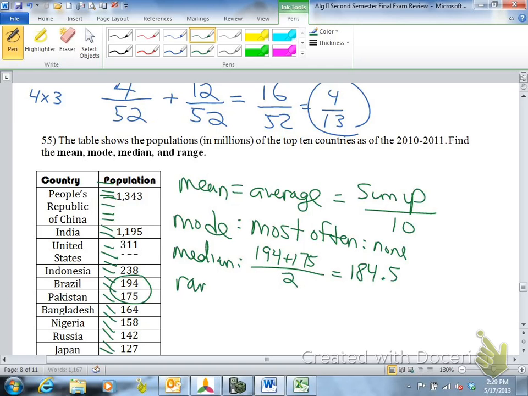On the range, it would be the biggest one minus the smallest one. 1343 minus 127 is 1,216 million.